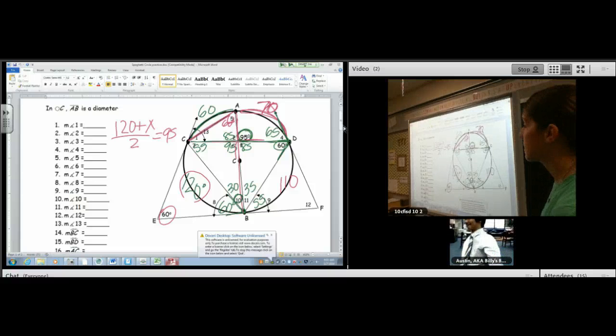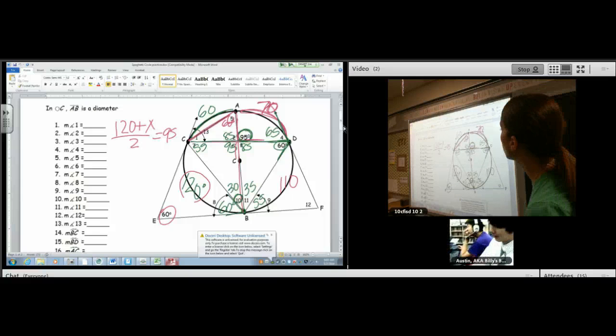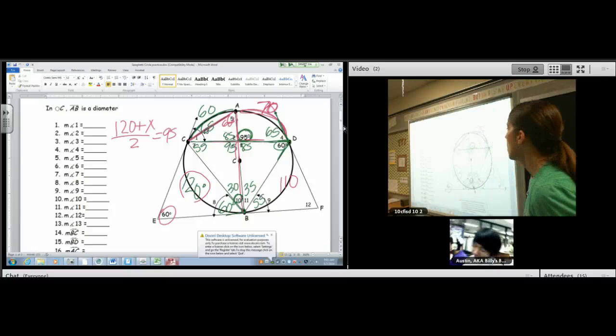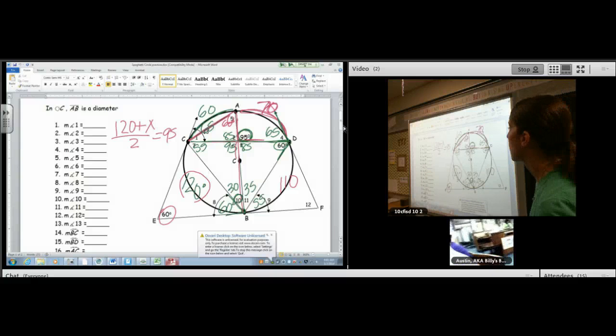Angle 13 is going to be the same as angle 4. They're opening up to the same arc. Look at 13 and look at 4. So angle 13 is 65. What about angle 1? Angle 1 is opening up to 70, so you would take 70 and divide by 2.